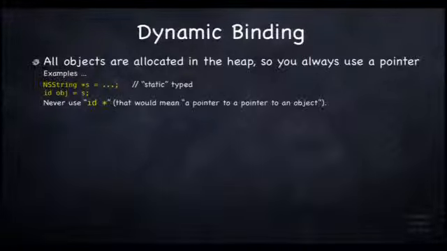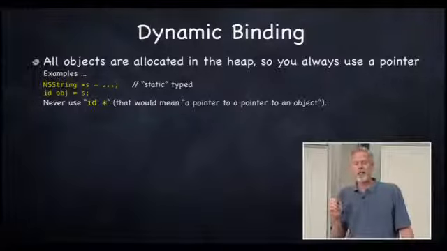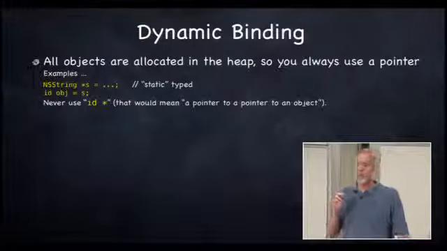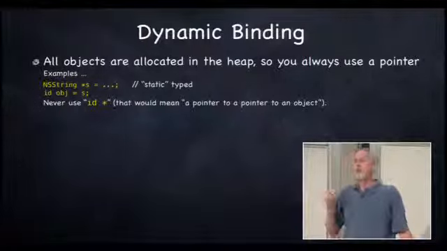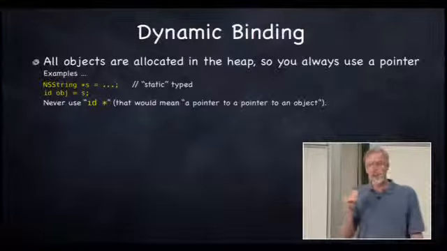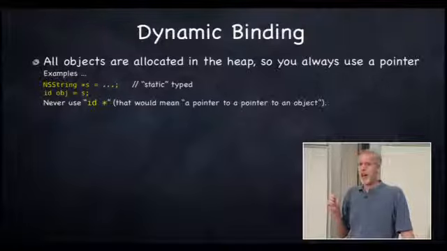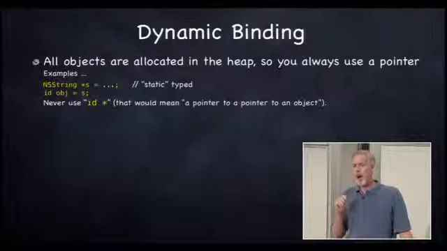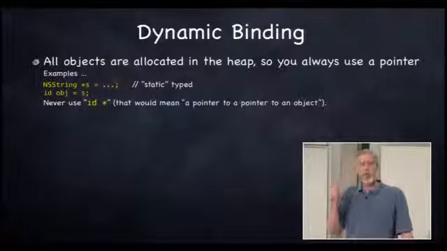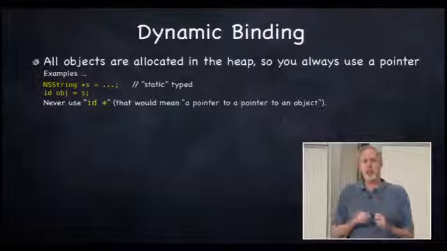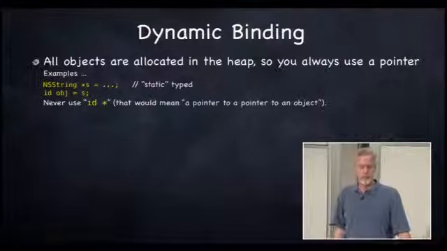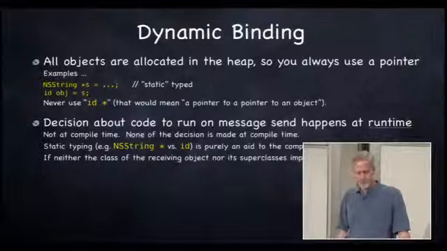By the way, you never use id star. Okay? id star would mean a pointer to an object. Like if you were creating a C array of them, maybe, but you're never going to do that in this class, that's for sure. We have array objects for that. And if you do id star, you're probably just forgetting that id already kind of includes the star, right? It's already the pointer. Okay, so id star, don't use it.